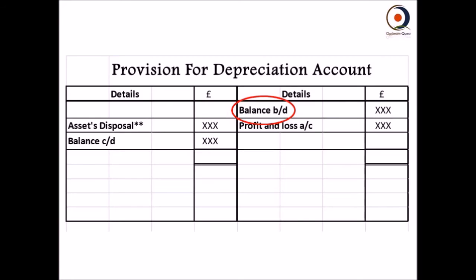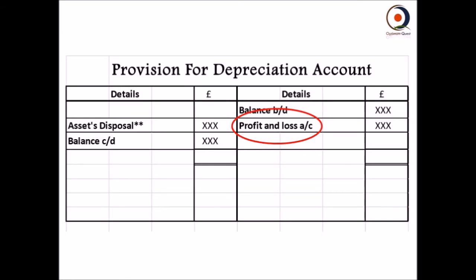Suppose we purchase an asset in 2006 and we are preparing the account for 2008. Before 2008, we have already depreciated that asset in 2006 and 2007. So balance BD will be the total or accumulated depreciation of that asset in 2006 and 2007. And in 2008, that value will be added to the new depreciation that we will find in 2008.